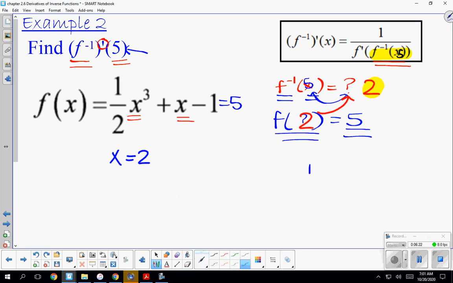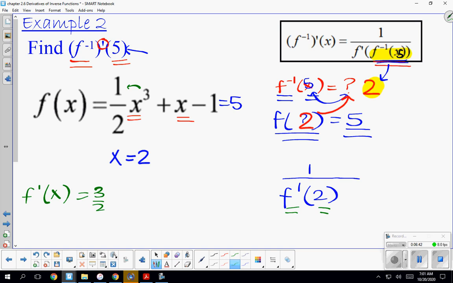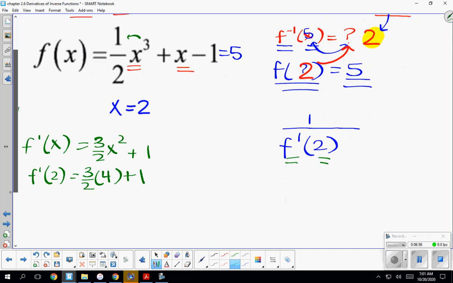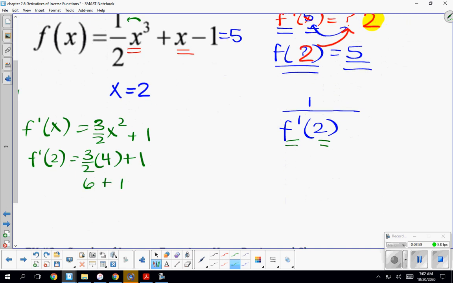Continuing with our formula, we're going to have 1 over the derivative of 2. Again, I just replaced the inverse with 2. Now this says take the derivative of the original function and plug in 2, and that we can do. If we take the derivative using the power rule, we get 3/2 x squared plus 1. Now we plug in 2. So f prime of 2 is 3/2 times 4 plus 1. If I multiply and divide here, I get 6 plus 1, and 6 plus 1 is 7. So f prime of 2 is 7.